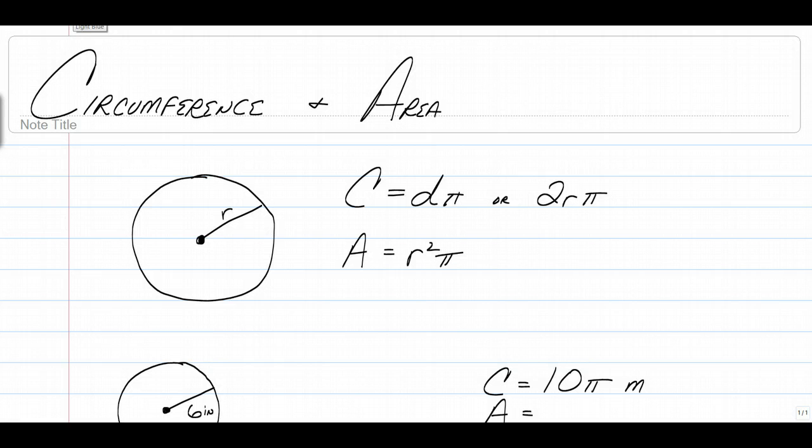Alright everybody, here goes a quick video on circumference and area of a circle.